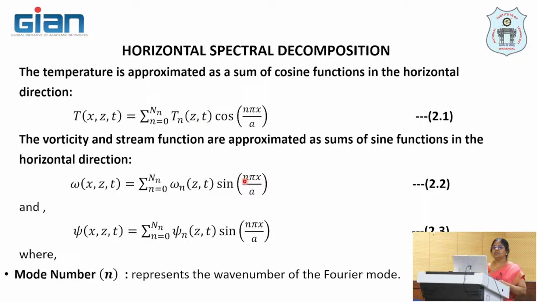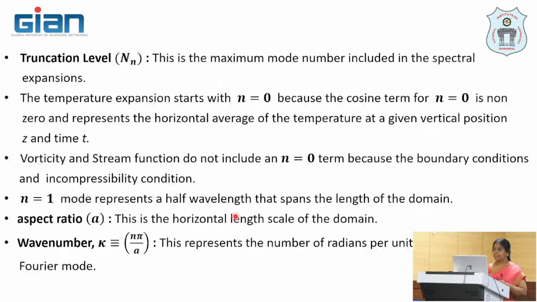If n equal to 0 here, vorticity and the stream function become 0, satisfying the conditions. Next, n equal to 1 mode represents half wavelength that spans the length of the domain. So for every mode we have an explanation. N equal to 1 mode represents half wavelength.